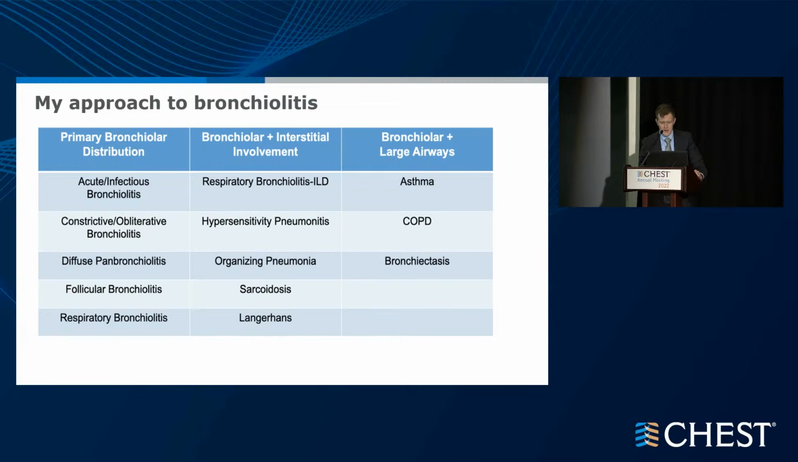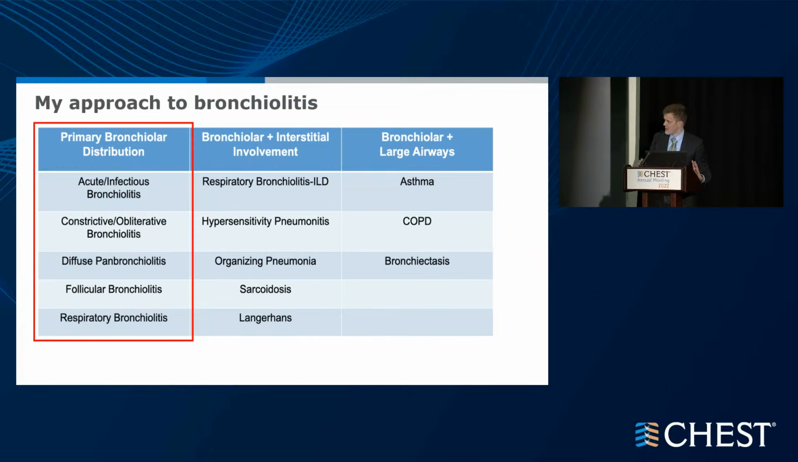So, quick overview. This is the way that I think of bronchiolitis. I've found this to be the easiest rubric for classifying these patients. We're going to focus on the left hand side here, which are patients with primary bronchiolar disorders, and leave the interstitial and large airway stuff to other talks. I'm also going to omit diffuse panbronchiolitis because this is an entity that's predominantly seen outside the United States, but you are free to read about it at your own leisure.